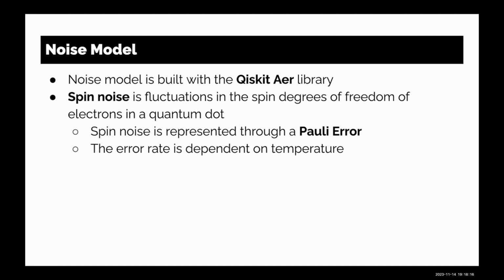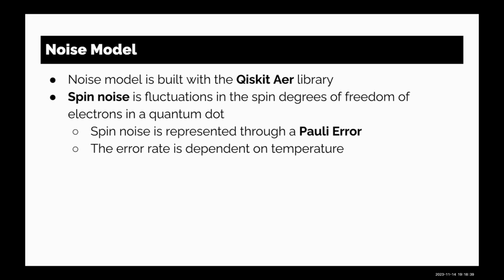So spin noise is a series of fluctuations in the spin degrees of freedom of electrons in a quantum dot. And this basically means that there are random fluctuations in the spin orientation of electrons in a quantum dot. And within the context of quantum computing, quantum dots are used as potential qubits. And so these fluctuations can affect the reliability of quantum operations.